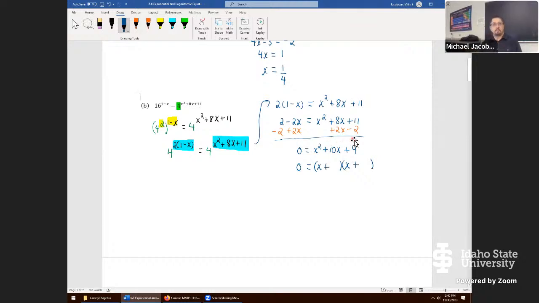And with this 9 here, you could try 3 times 3, but those would add up to a 6x. We go with a 9 and a 1. Multiplying this out, we'll return the 10x in the middle. So that's our correct factorization.